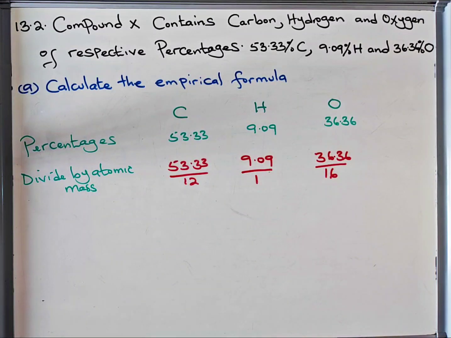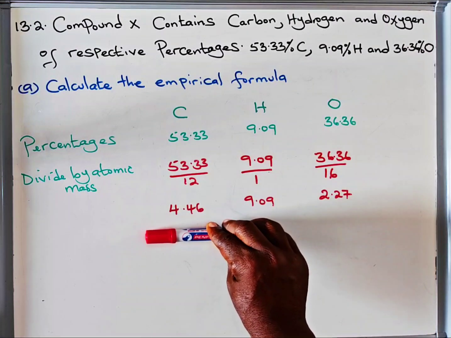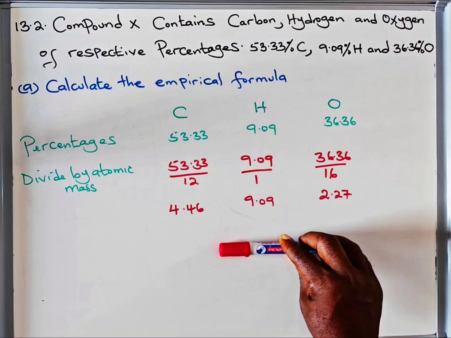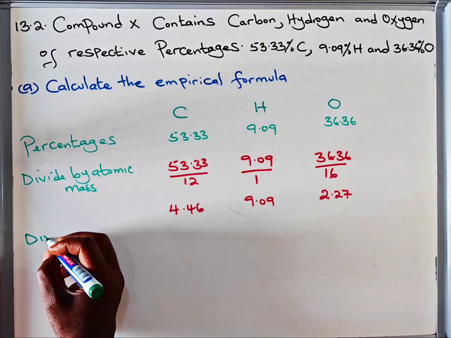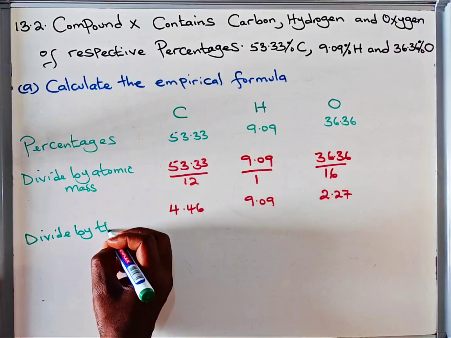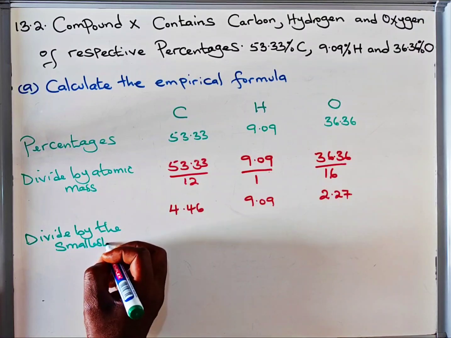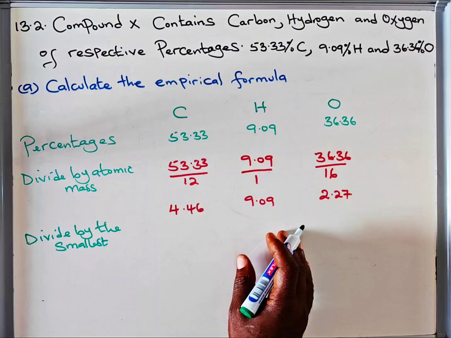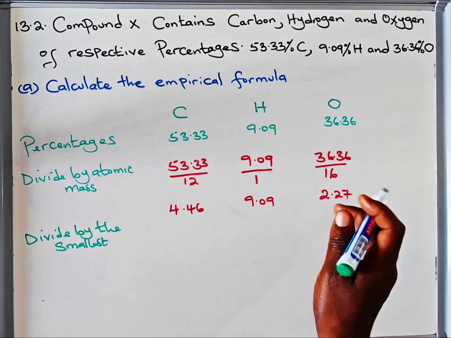At this level, let us see what we get out of this. These are what we get when we divide. Then what's the next step? We divide by the smallest. Which one is the smallest out of these? The smallest is 2.27. So what are we going to get?